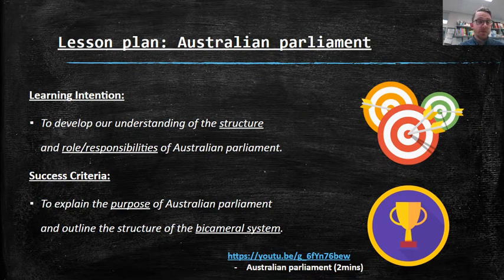This lesson we are looking at developing our understanding of the structure, so what does it look like, and the role and responsibilities, so what do they do, of Australian Parliament. Success criteria is to explain the purpose of Australian Parliament, so why do we have Parliament, what do they do, and to outline the structure of the bicameral system. It's a word you're going to hear this lesson. Bicameral system is the system of government we have in Australia.